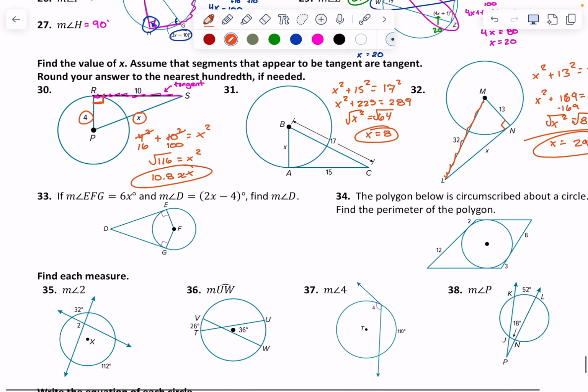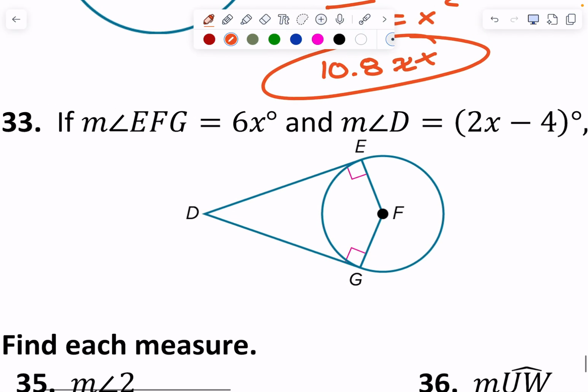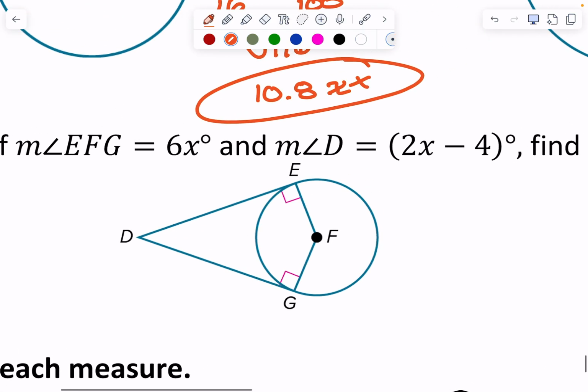All right, 33. This is where it gets confusing. They say EFG. EFG is this angle right here, and that is 6x. Angle D is 2x minus 4. This is where it gets hard, right? Maybe not. This is a 4-sided figure. How many degrees are inside of a 4-sided figure? 360.